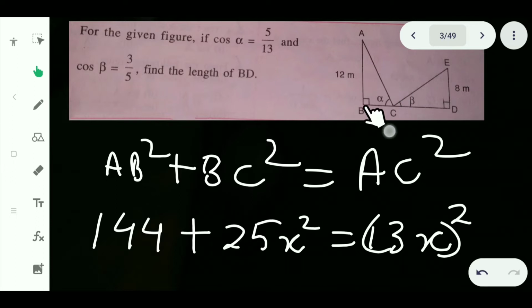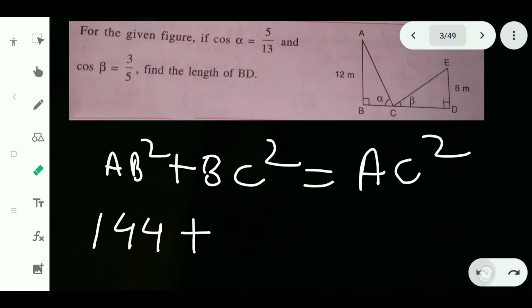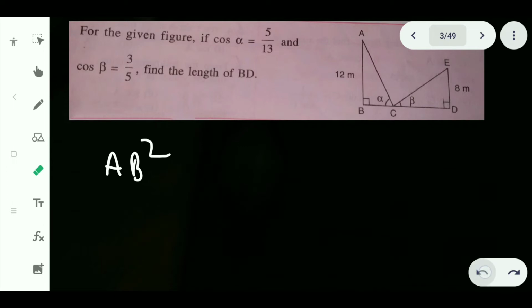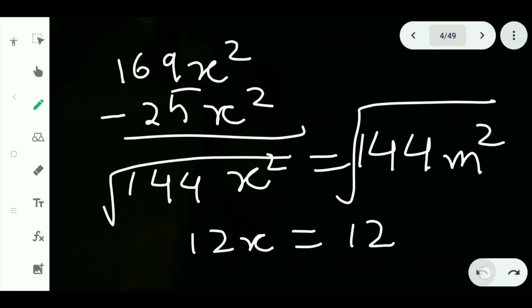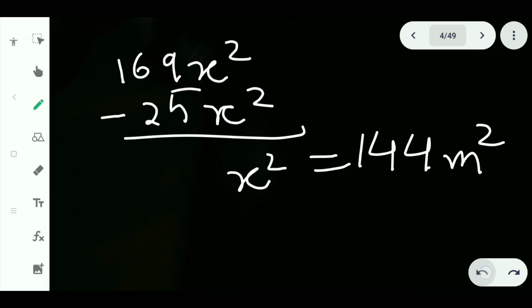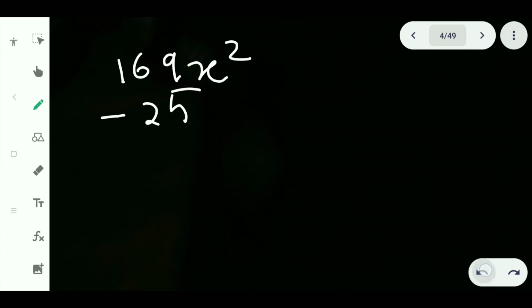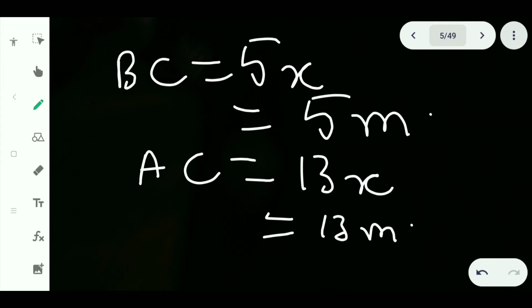Now they asked to find the value of BD. So we already got the value of BC. BC is nothing but 5x is equal to 5 centimeter. Let us write here 5, and AC is 13. And next here we are having the process over here. You can just have a look, and AC is 13 centimeter.